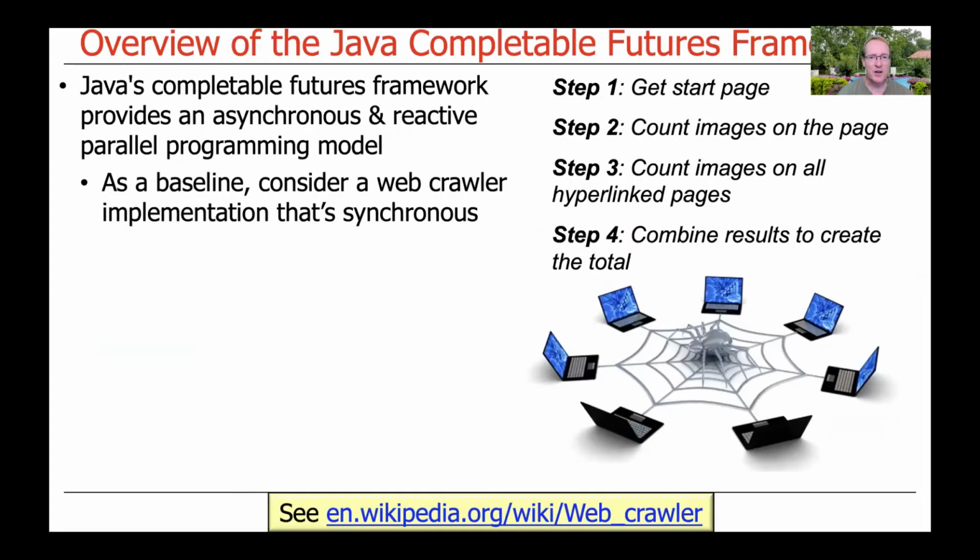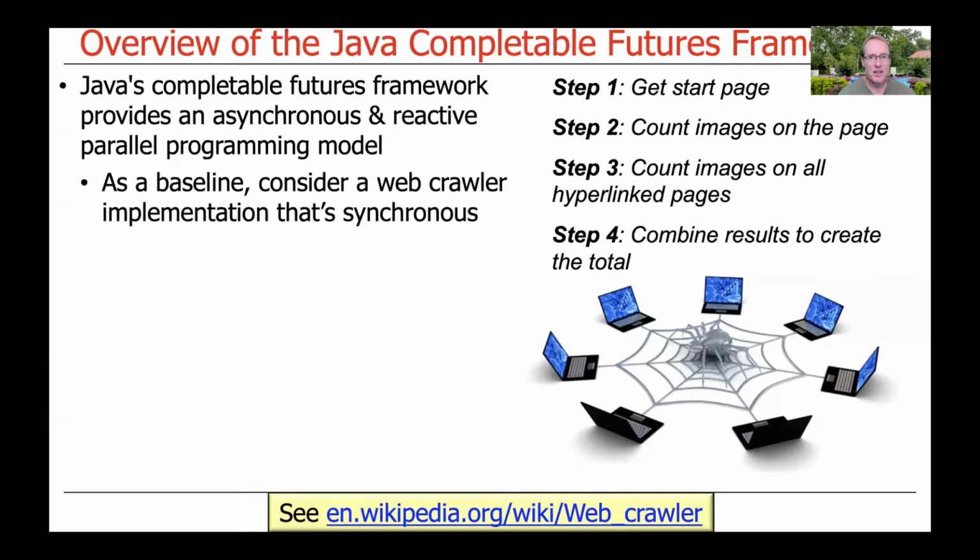So just for fun, and we'll cover this example in more detail later as well, but just as a baseline, consider a web crawler implementation that's designed in a purely synchronous way. What that means is that there's perhaps one thread of control, and all the calls that one thread of control makes will block until they finish.